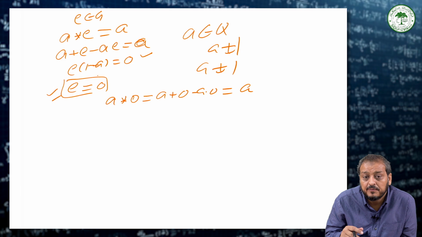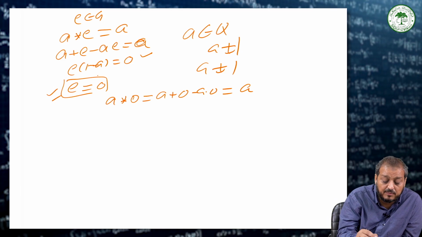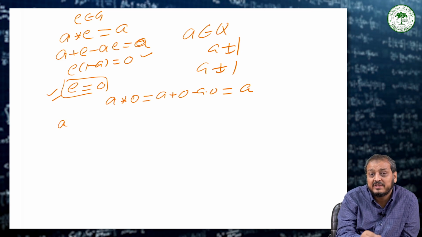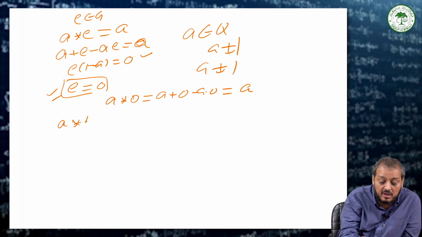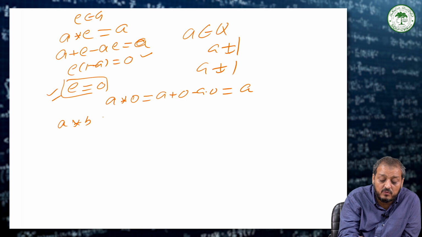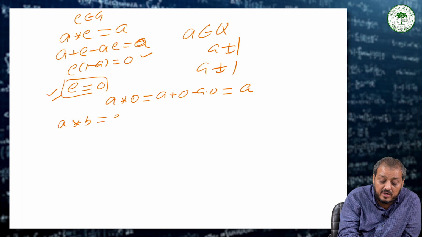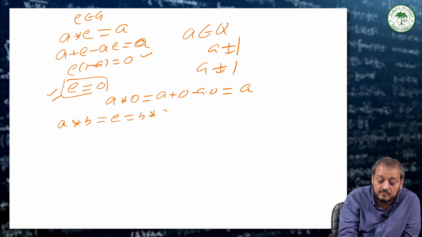Now we have to check the inverse. The property of inverse says that if A belongs to G, there exists some B, an element of G, which is the inverse. If B is the inverse of A, then A composition B is equal to the identity, which is equal to B composition A.